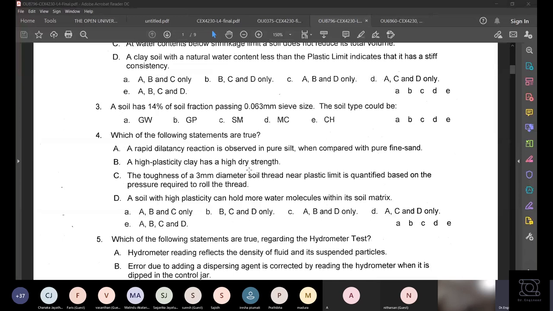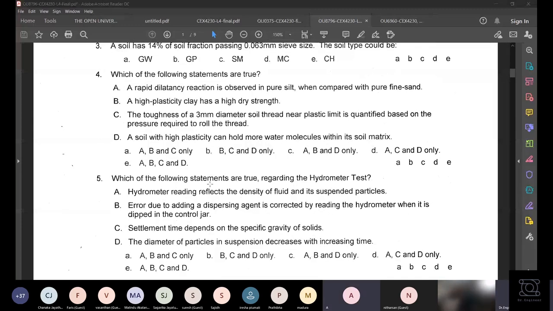The toughness of a 3 millimeter diameter soil thread near plastic limit is quantified based on the pressure required to roll the thread. Yes, right. That is the definition for the toughness test. And finally, soil with high plasticity can hold more water molecules within its soil matrix. That is also true. So entirely based on visual soil classification test, the answer is E.